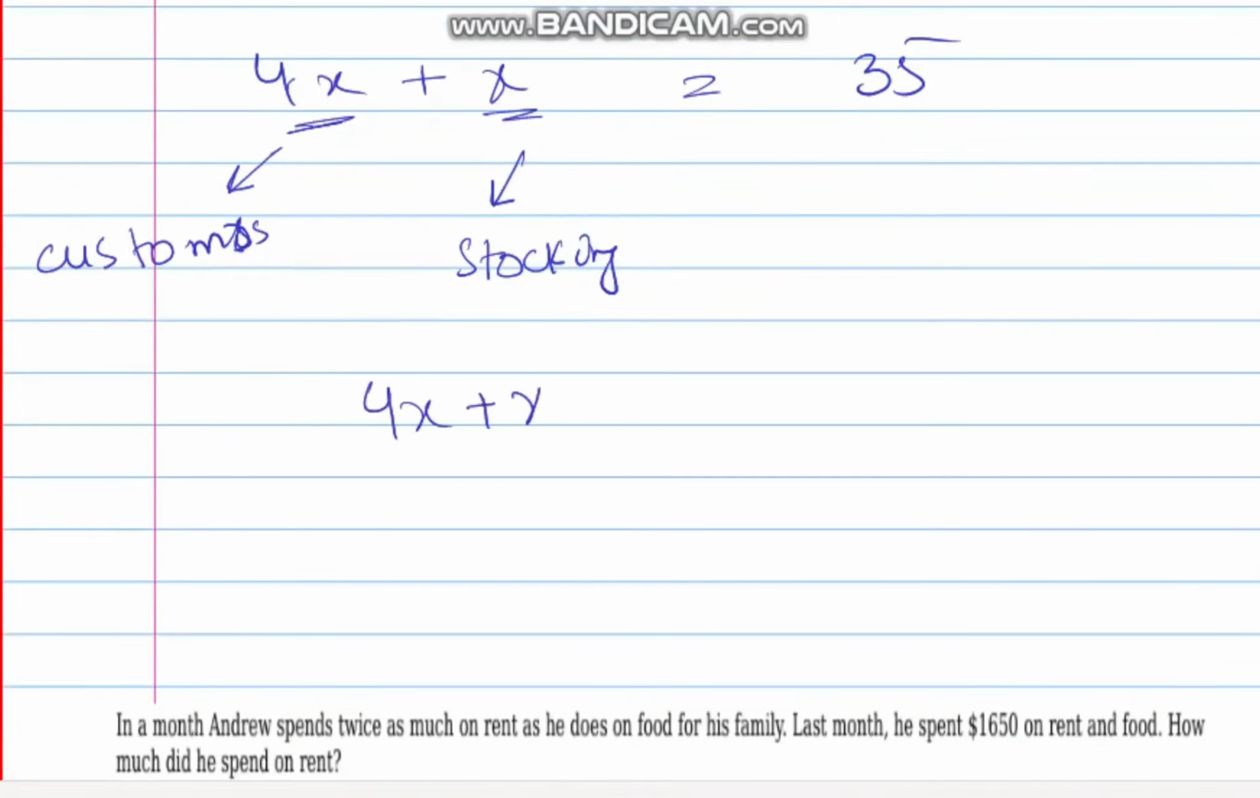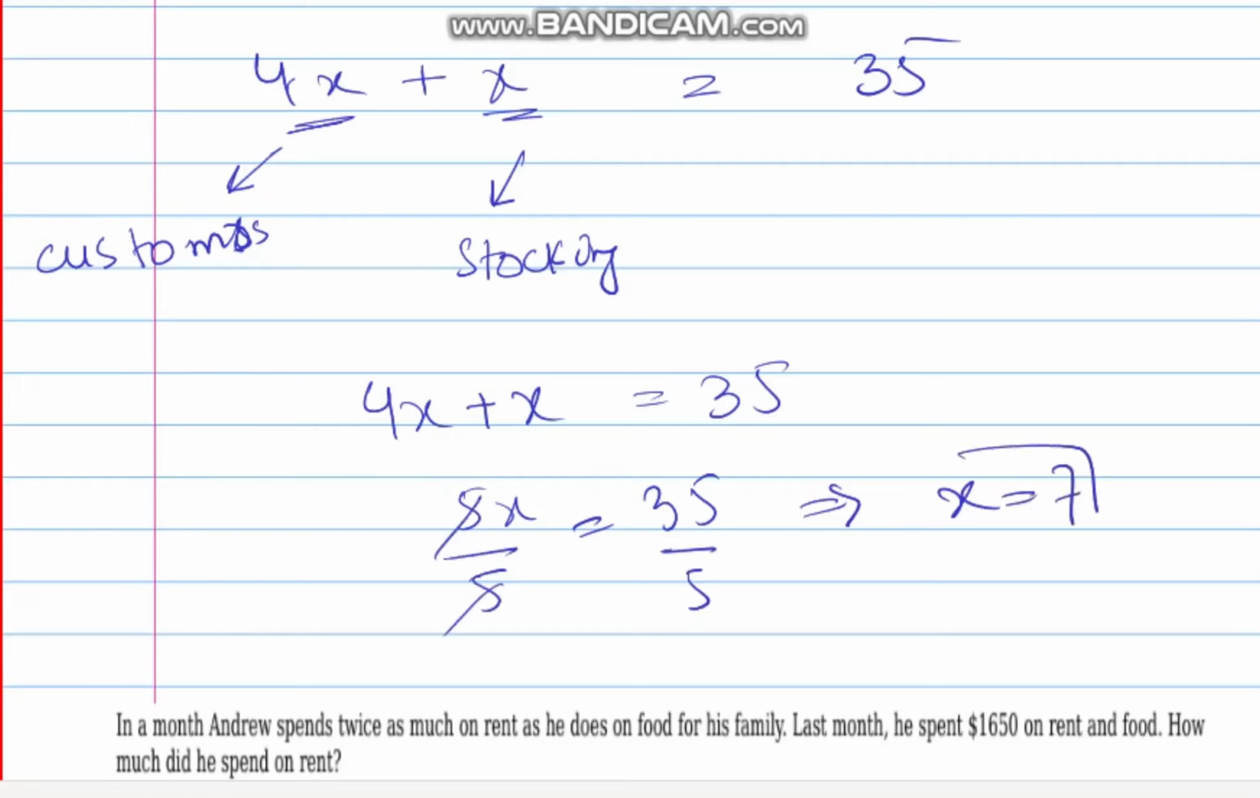Again, a very easy equation. This will be 4x plus x, which is 5x, equal to 35. To get x, I will divide by 5 on both sides, and 5 multiplied by 7 is 35. Now I will get 7 as the answer.